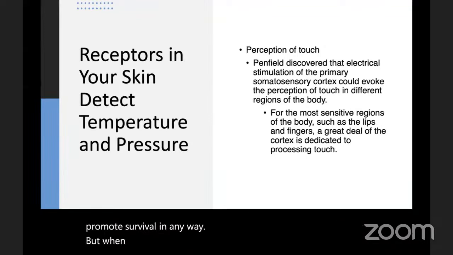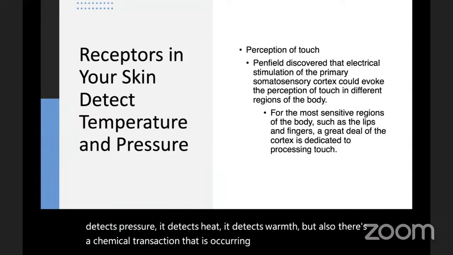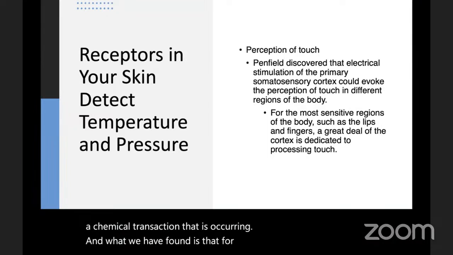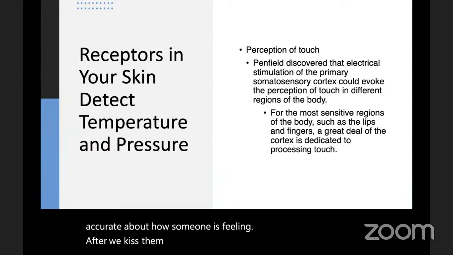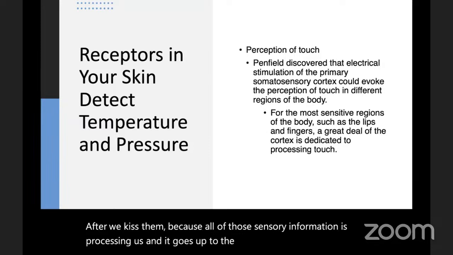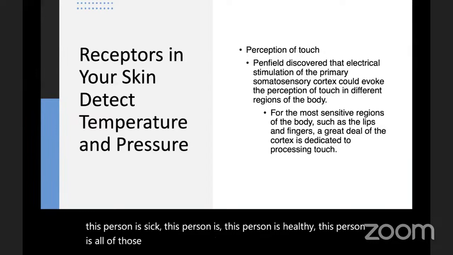But when we look at the lip region, it does a couple things. One, it detects pressure, heat, and warmth, but there's also a chemical transaction occurring. And we have found that we're much more accurate about how someone is feeling after we kiss them, because all of that sensory information goes up to the social areas of the brain and says, this person is sick, this person is well, this person is healthy, just by kissing.